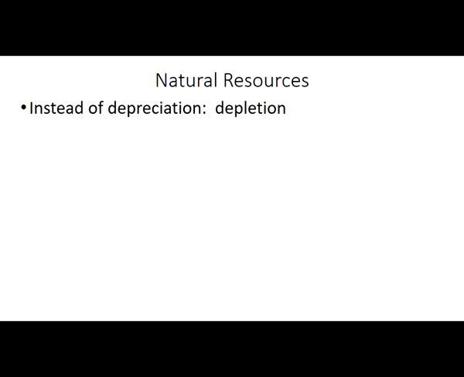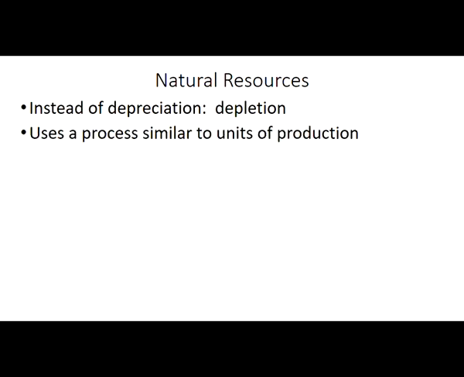Here we're talking about oil fields, natural gas fields, coal mining, and one thing I like to talk about from here in Columbus is we have a lot of rock quarries around, so it's something I'll mention in a second. So natural resources are allocated. The costs are allocated in a manner very similar to depreciation, but we use a different term. We call it depletion instead of depreciation. A minor point, but still, it uses a process similar to units of production.